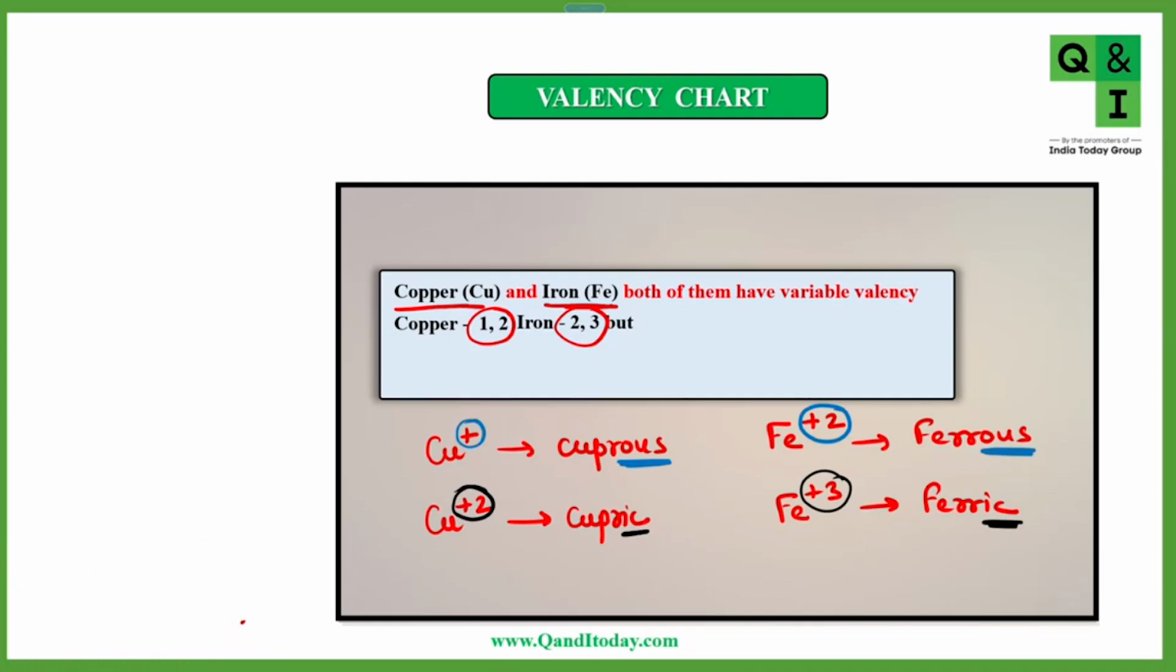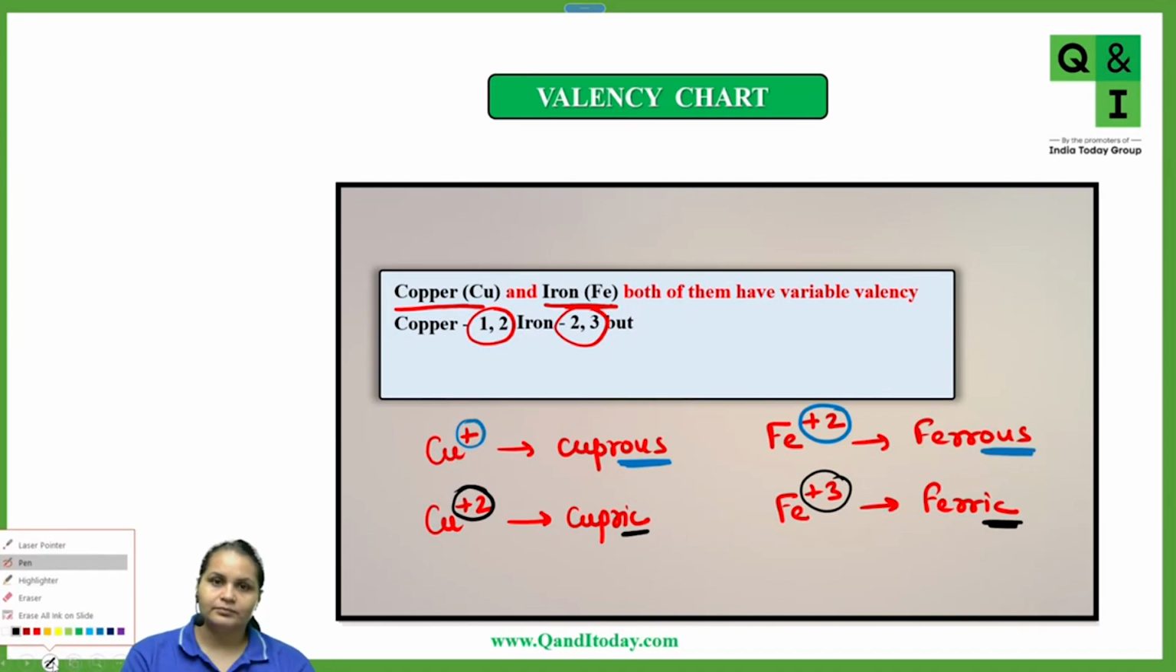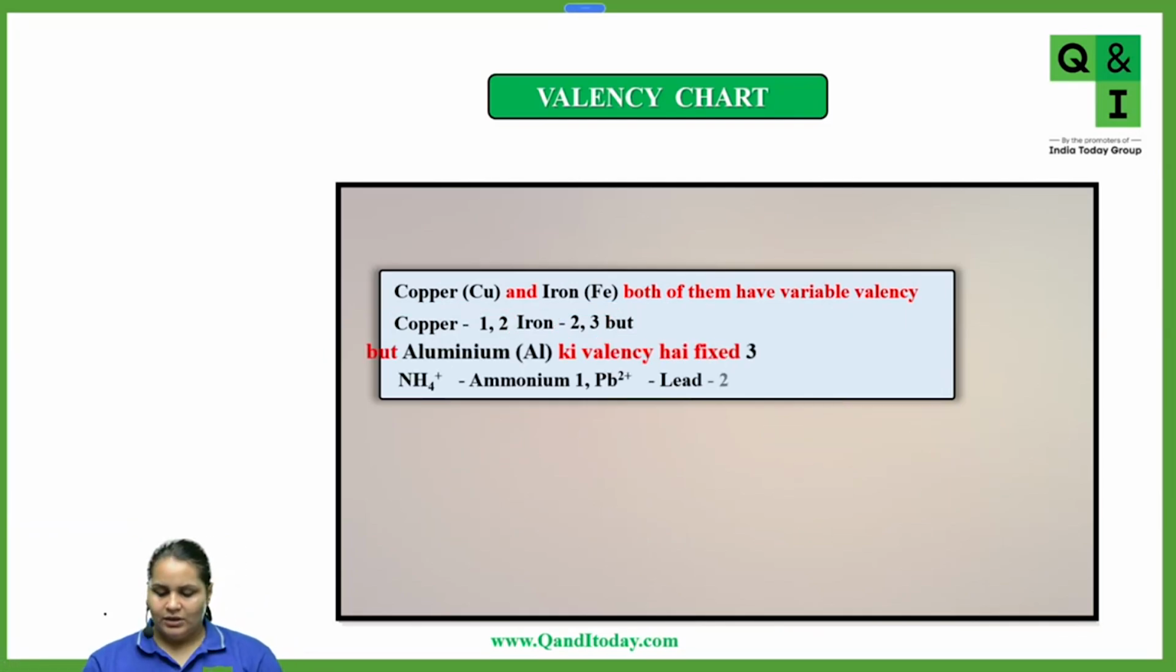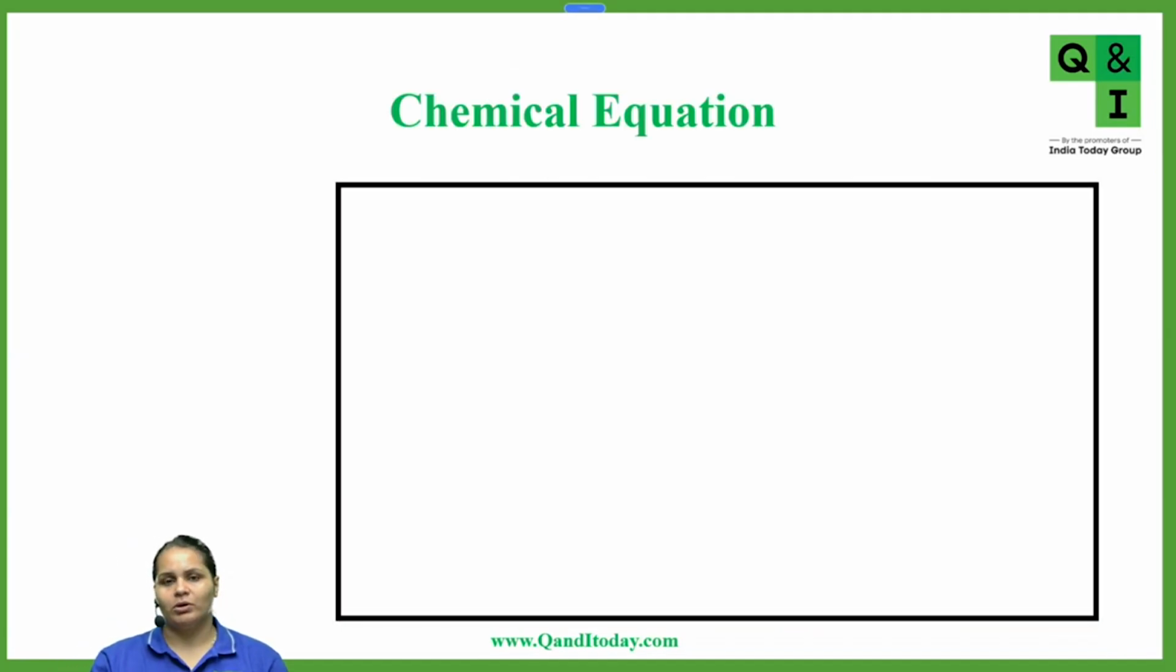So does aluminium also show variable valency? What do you say? Do you think aluminium also shows variable valency? No, it doesn't show variable valency. It basically shows only one valency, that is +3. I'm going to erase it. Shall I erase it? Yes, ma'am. Okay, so aluminium shows only one valency, that is 3 only. Lead can show 2 valencies, +2 and +4, but you don't have to worry about it.